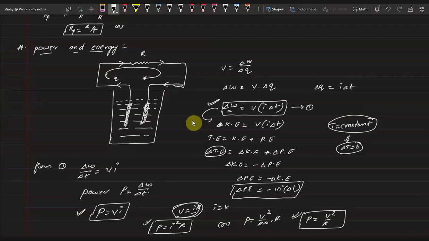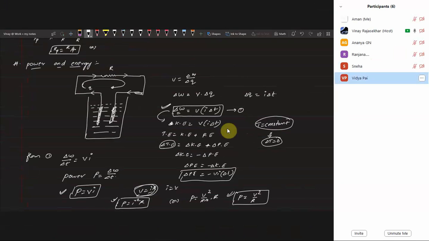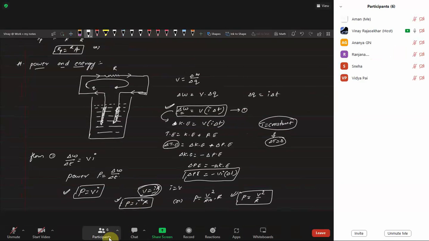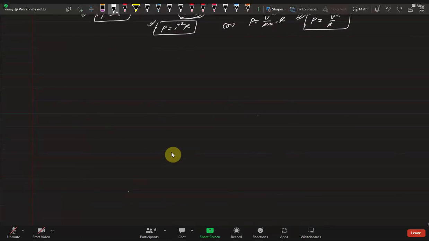Shall I move? Yes, sir. So don't think much about this concept, just remember the formulas. No, this concept is very important.